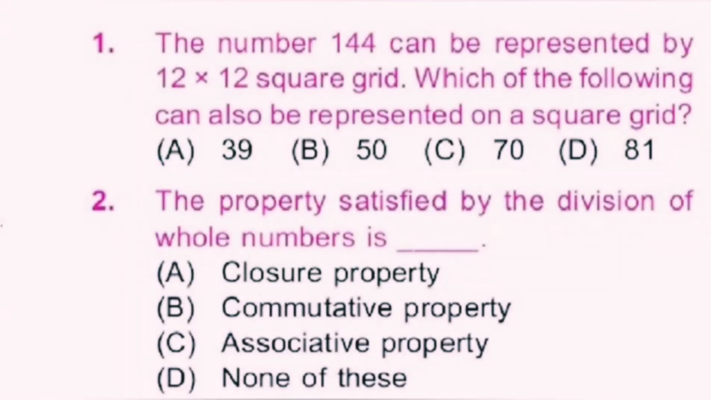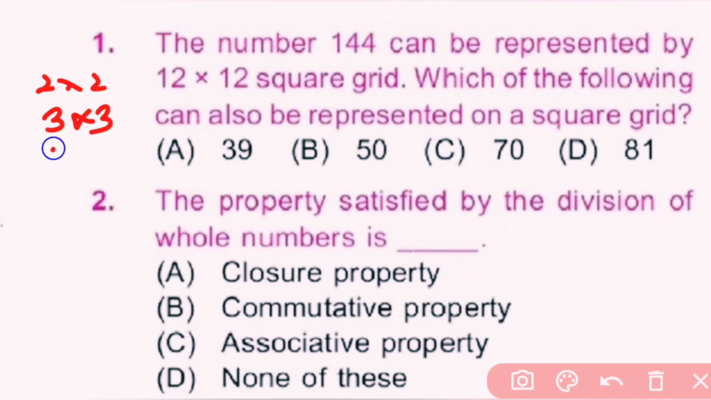Let's start with question number 1. The number 144 can be represented by a 12 into 12 square grid. Which of the following can also be represented on a square grid? 2 into 2, 3 into 3, 4 into 4 can be represented on a square grid. Here 81 means 9 into 9. 81 can also be represented on a square grid. D is the right answer.